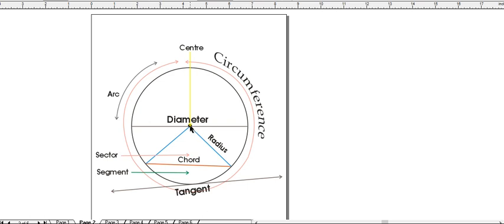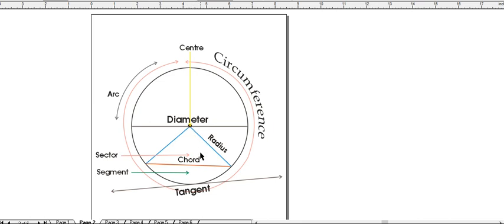Now, the one that runs from the center to any part of the circumference, that is this very one I'm pointing at, that one is the radius. That is the radius. Right in this circle now we have how many radii? This is 1, 2, 3, and 4. So any line that runs from the center to any part of the circumference is called radius.